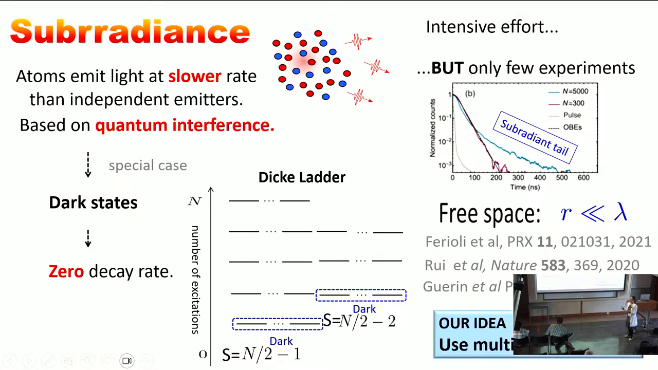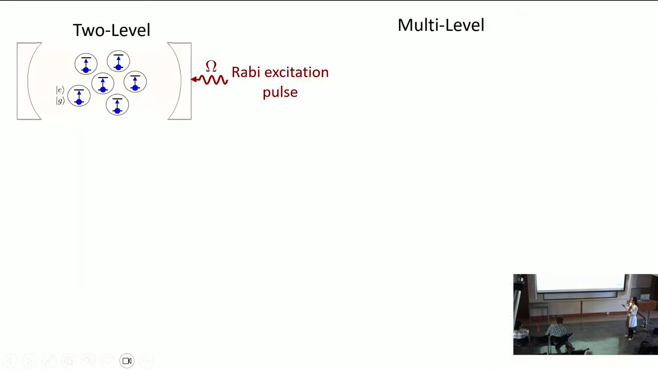The idea that we had is to make our life easy and generate a dark state still in the fully permutational manifold, but taking advantage of the multi-level structure of the atoms. So that's kind of the goal.